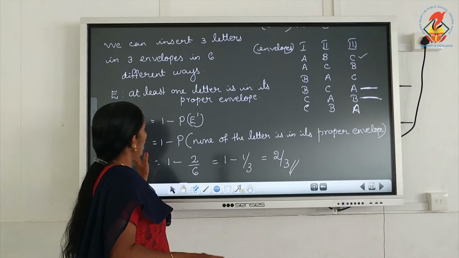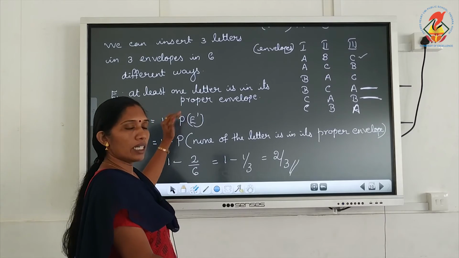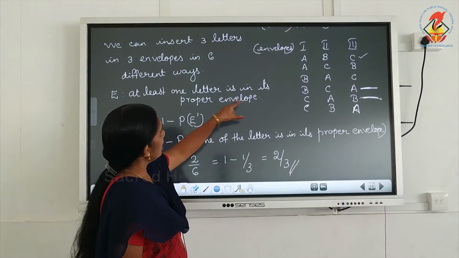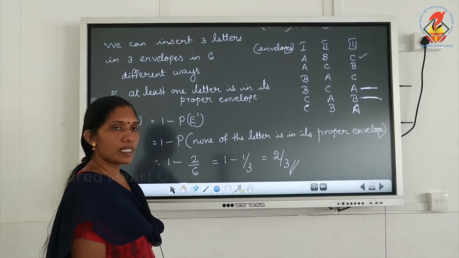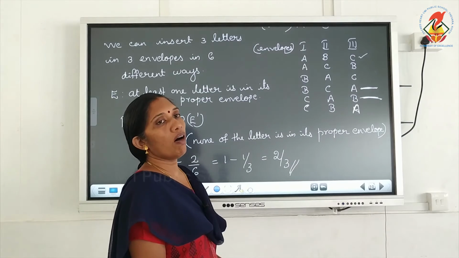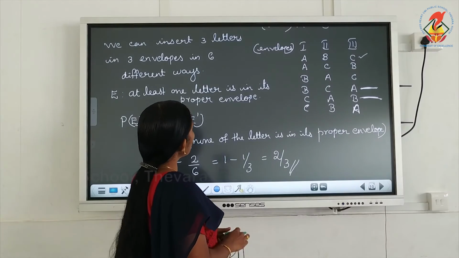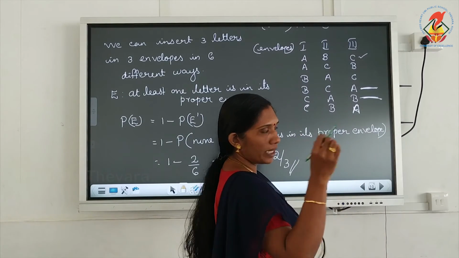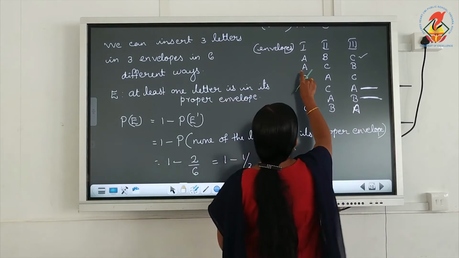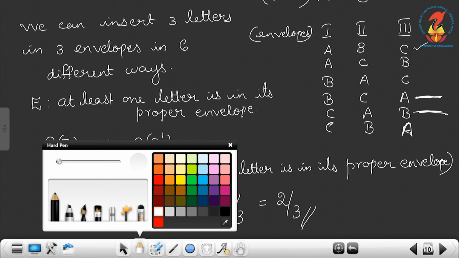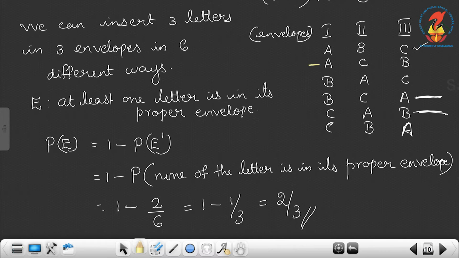Then instead of this, here I took the complement, 1 minus the complement. Otherwise, at least one letter in its proper envelope. At least one letter means 1 or 2 letters or 3 letters. So, one letter in its proper envelope, one should be in the correct way. Using the color, we can take this A, since A is in the proper envelope.